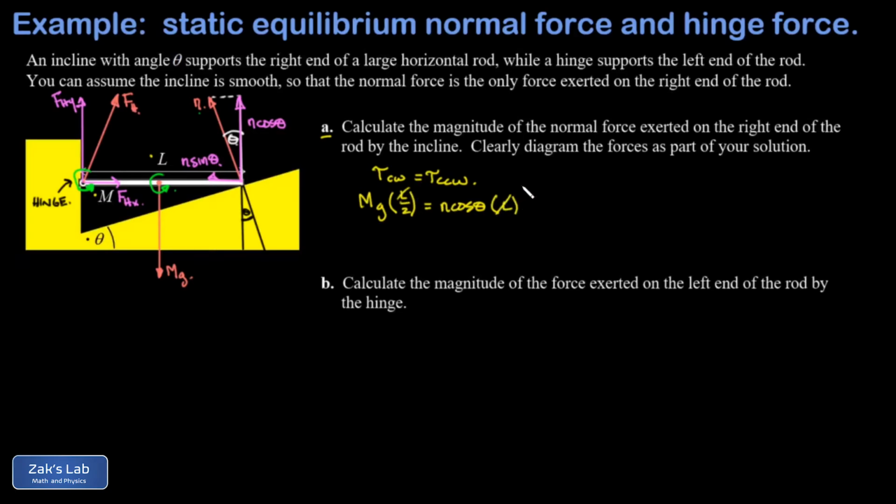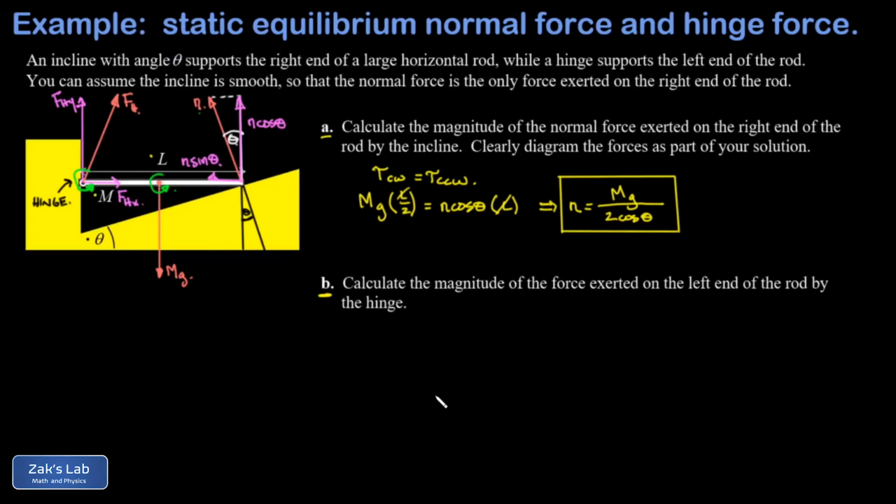The L's are going to cancel here, and I find that n, the normal force, is going to be mg over 2 cosine theta. In part B, I want the magnitude of the force exerted at the hinge, and I can get this done by looking at the sum of the forces in the x and y directions.